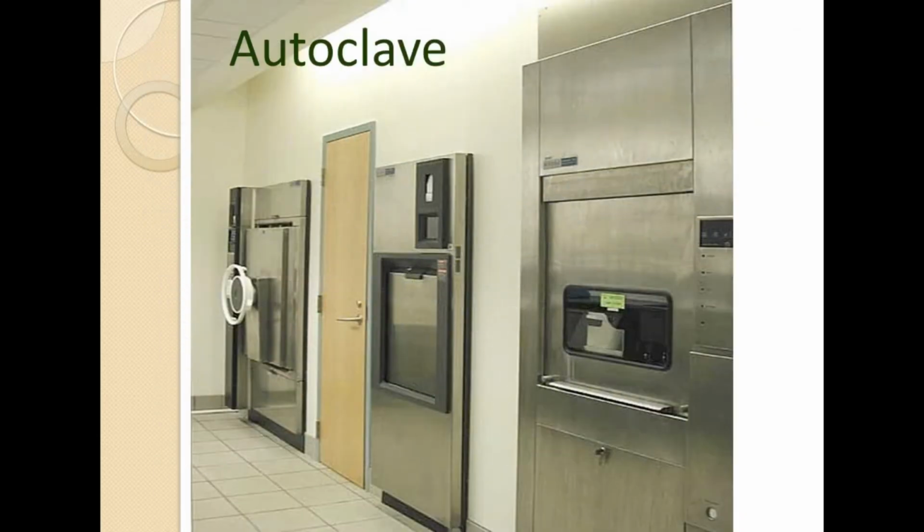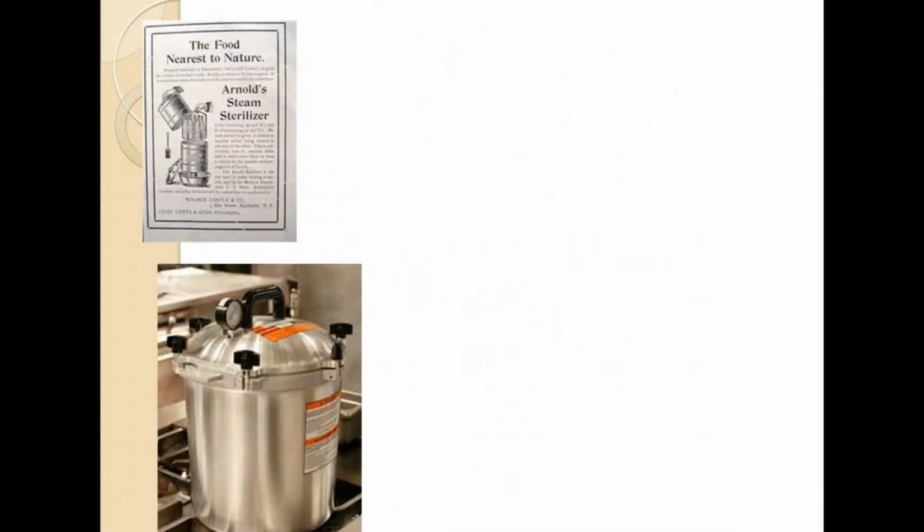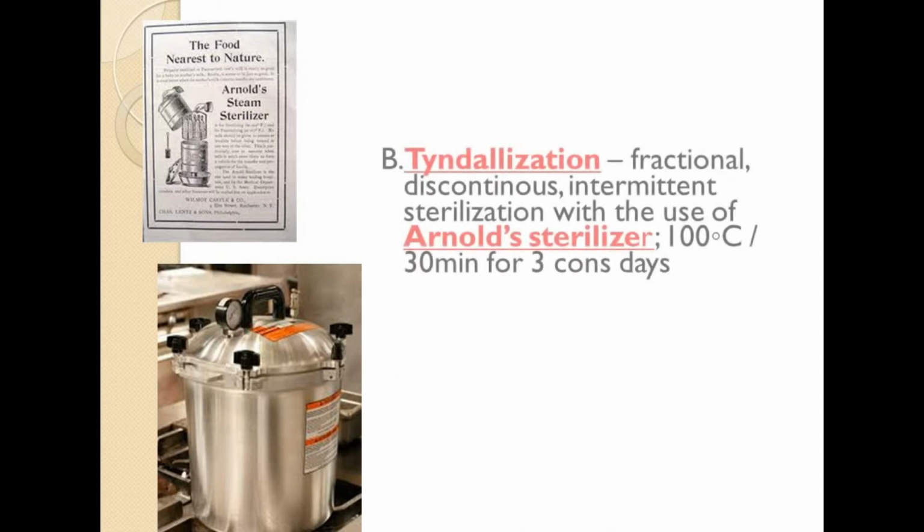This is a typical example of an autoclave. Next is fractional, discontinuous, intermittent sterilization with the use of Arnold's sterilizer. It gives us 100 degrees Celsius for 30 minutes for 3 consecutive days. It takes a long time, class, because it uses an Arnold sterilizer for almost 3 consecutive days. So, this is fractional sterilization.